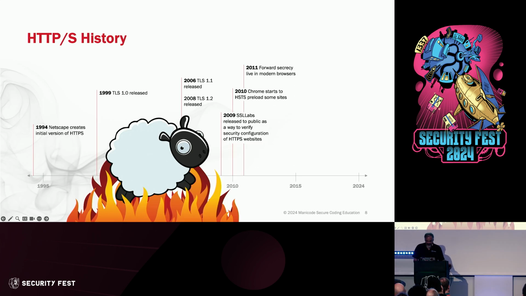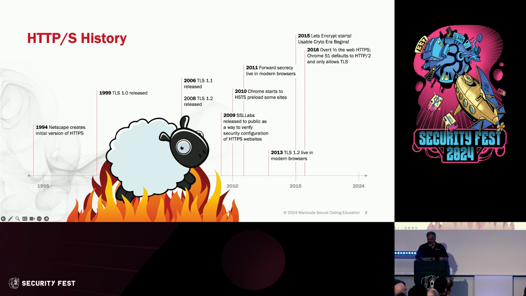So in 2011, we see forward secrecy show up in the crypto algorithms. And finally, in 2013, TLS 1.2 is live in most browsers. Let's Encrypt shows up in this era. And by 2016, about half of the web is HTTPS. 2017, certificate authentication becomes mandatory. And 2018, Let's Encrypt is giving out free certs. Whoa, the difference is night and day.